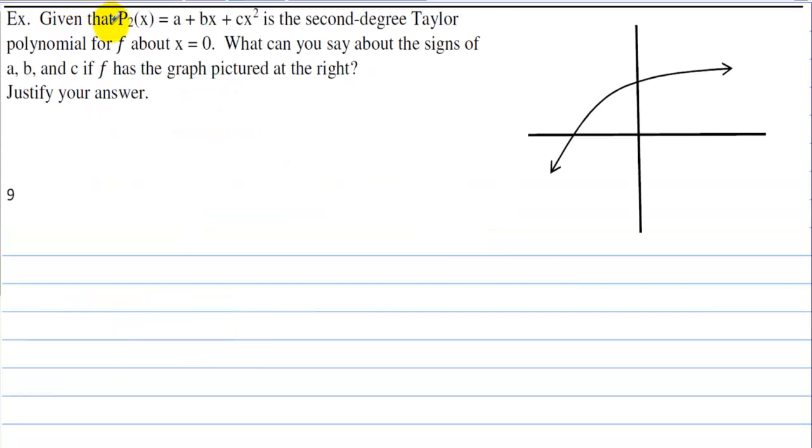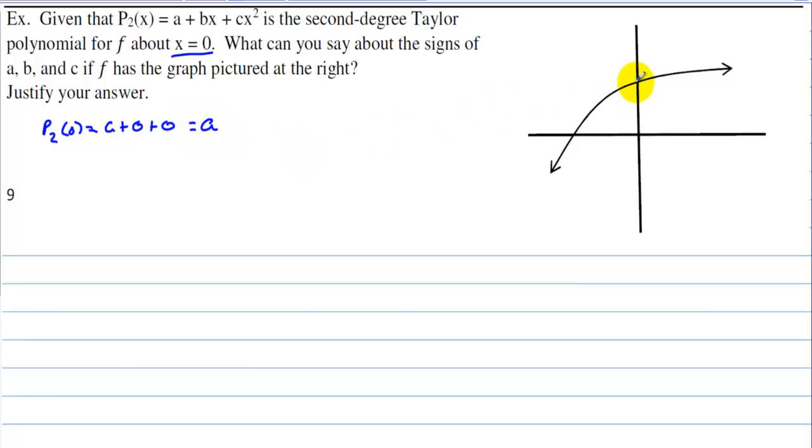Given that the second degree polynomial a plus bx plus cx squared is the second degree Taylor polynomial for f about x equals 0, what can you say about the signs of a, b, and c if f has the graph pictured at the right? Justify your answer. Well, this is centered at 0, so let's look at its properties around 0. What if we found p sub 2 of 0? That would be a plus 0 plus 0, which would just be a.